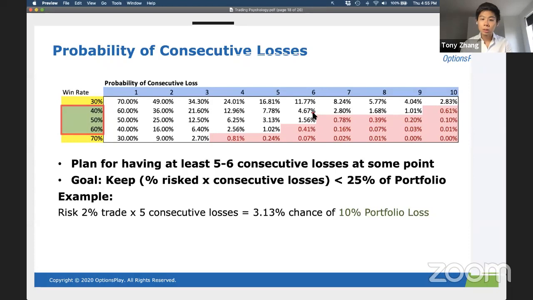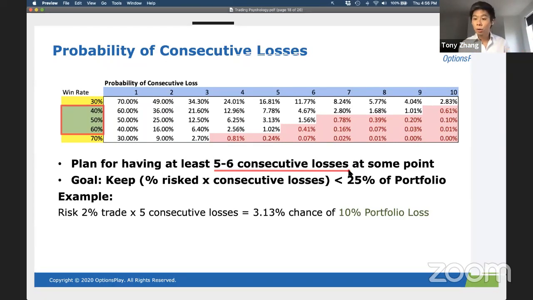And you can see the probability of having 5 or 6 consecutive losses, or 10 consecutive losses, based on your probability of winning. What we usually tell investors is that at the very least, you should plan to have 5 to 6 consecutive losses at some point in your trading year. Meaning throughout all the trades that you make this year, there's going to be some point, maybe 2 weeks ago was that point, where 5 or 6 long trades that you had all became losers at once.